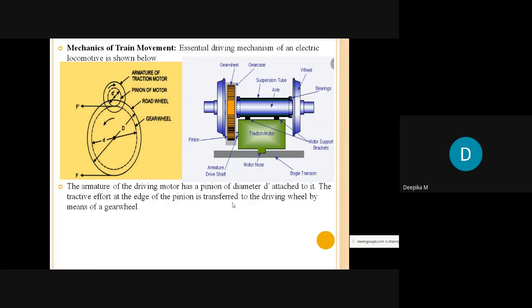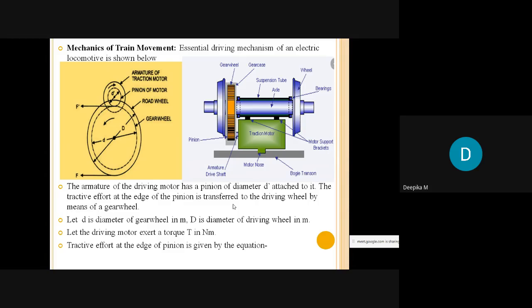Now let us see, the armature of the driving motor has a pinion of diameter d dash attached to it. The tractive force at the edge of the pinion is transferred to the driving wheel by means of a gear wheel. Let small letter d be the diameter of the gear wheel in meters, and capital letter D be the diameter of the driving wheel in meters. Let the driving motor exert a torque T in Newton meter. Torque is nothing but the twisting moment or the rotational moment, correct? So the driving motor exerts a torque, that is T.